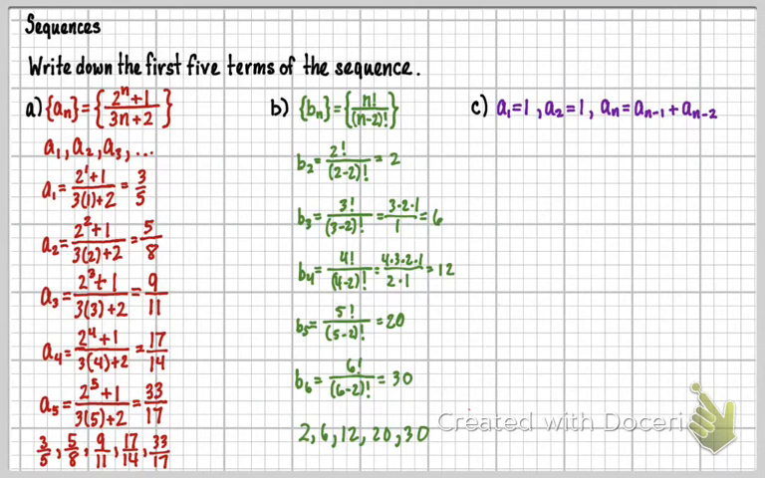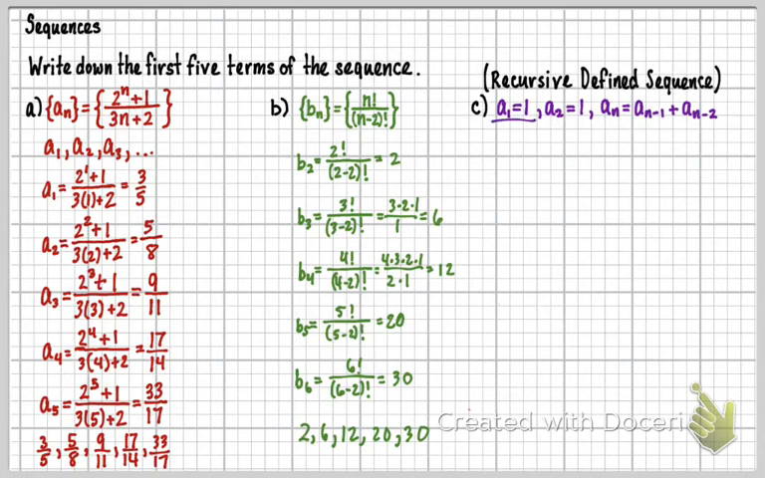So this says A1 equals 1, A2 equals 1, and A_n equals A_(n minus 1) plus A_(n minus 2), excuse me. So like I said before, this is a recursively defined sequence because it relies on the previous terms of the sequence. And we'll see what that means in a minute.